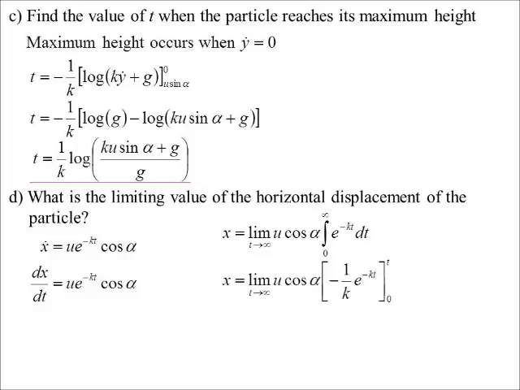Integrate the e to the minus kt. So what have we got? We've got an exponential curve, but it's our backwards exponential curve. And as t approaches infinity, our backwards exponential curve approaches 0. I still haven't subbed it in. Let's sub it in. There we go. But then when we sub 0 in, we get 1. So we've got u cos alpha over k.